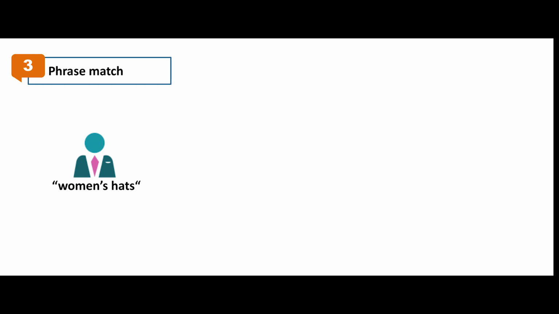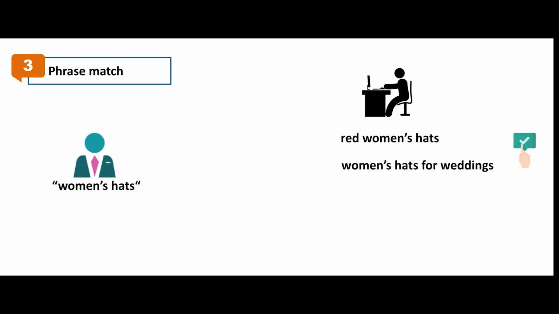Look at this example. If you set the keyword "women's hat" in quotes to make it phrase match, your ad will be triggered if someone searches for red women's hat for weddings, but not for women's blue hat or hats for women, as the exact phrase is missing in these cases.